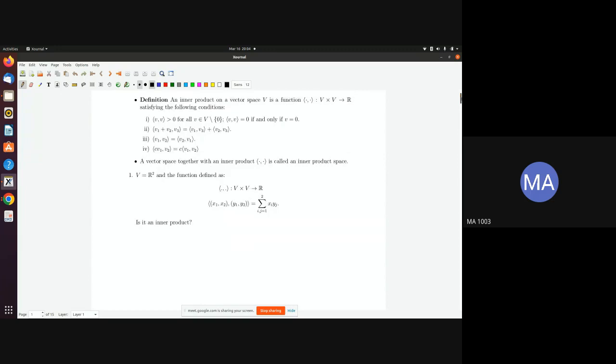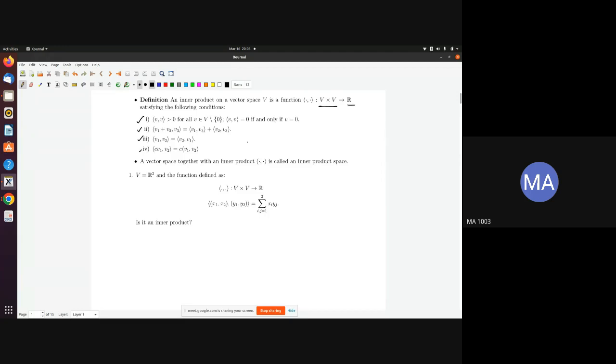So this is the definition she has said already. It is a function from V cross V to R. You all know what a Cartesian product is. In my last session I explained this, and it has these four properties. If this function has these four properties, then we call it an inner product.